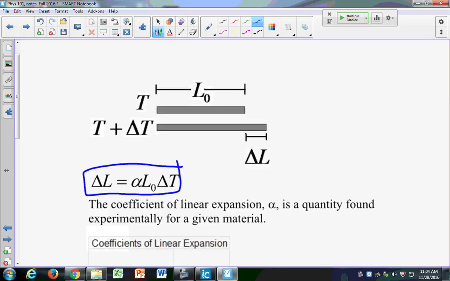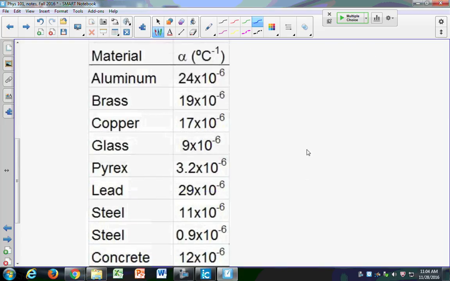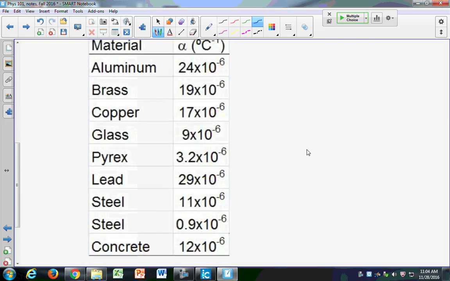So you heat up a material, and you see how much it expands, and then you can calculate that alpha. On your equation sheet, I have a table like this one that has different coefficients of linear expansion. You'll probably see a question, and we'll see one in the concept test, where I ask you how these things expand at different rates. So notice, for example, that glass and Pyrex have quite different coefficients of linear expansion, by a factor of 3. That means that glass is going to expand at a faster rate than Pyrex.